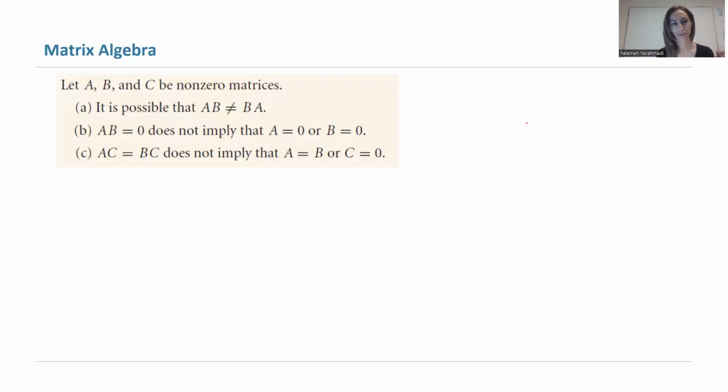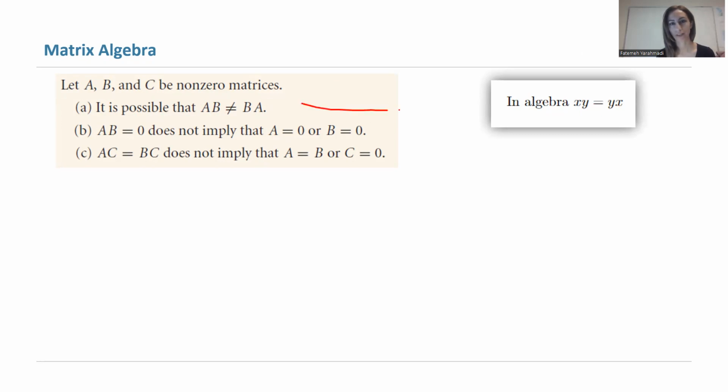Important properties of matrices. If you have two non-zero matrices, it's possible that AB is not the same as BA, versus what you learned in algebra. In algebra, you learned that x times y is equal to y times x, but it's not the same in matrix world. So if you multiply two matrices together, the order of multiplication is important.